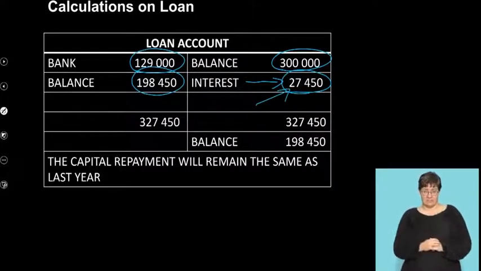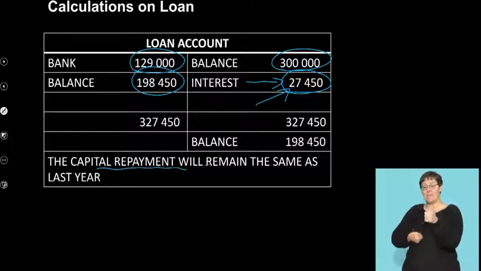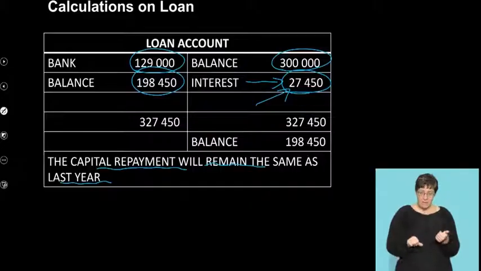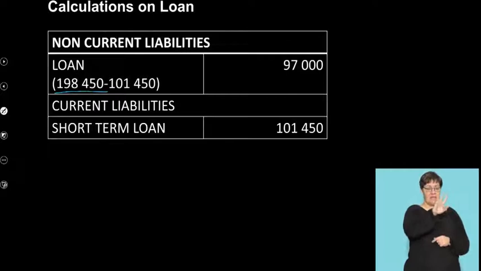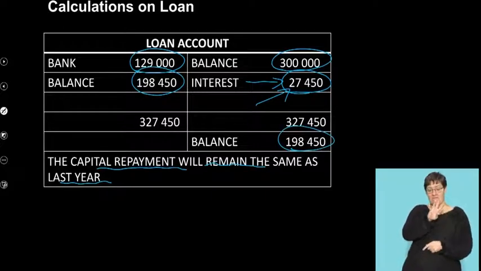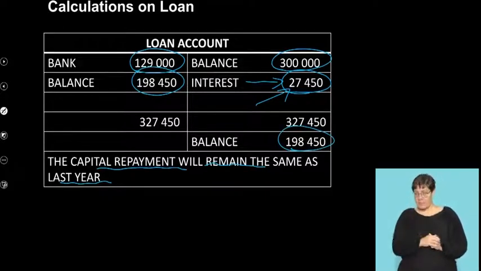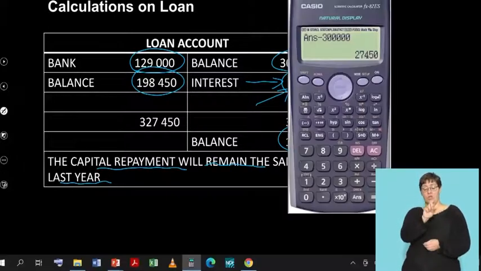27,450. Right. We're now in the balance sheet. How do we report in our balance sheet? Very, very important. Look at this last statement here. The capital repayment will remain the same as last year, right? So information, the capital repayment will stay the same. Okay. So this is what we do. You take your 198,450, which is your closing balance. Watch, it's your closing balance, 198,450. Right, now, if you look at your bank payment, you've paid a total of 129,000.